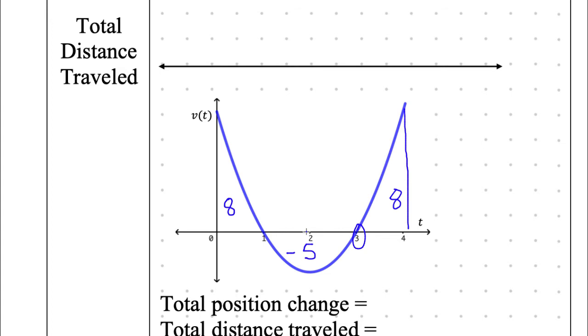I just add them up. So you add the absolute values. Add the absolute values of your areas. And that's total distance traveled. Total distance traveled: take the absolute value of each of these areas, add it together. Sorry, that's total distance traveled.